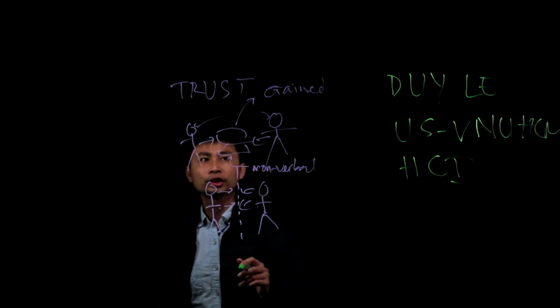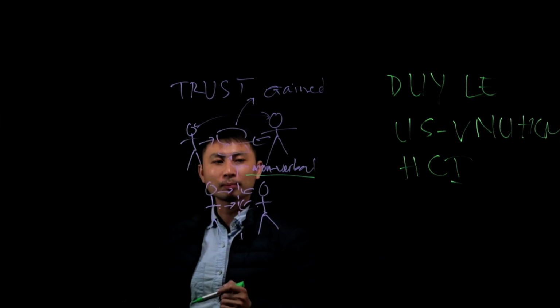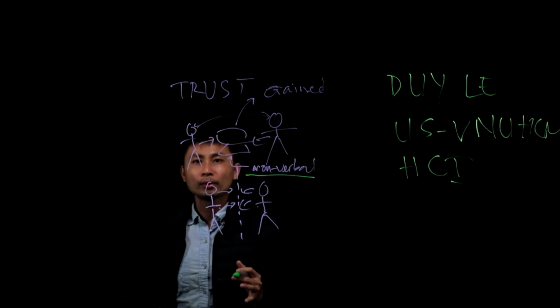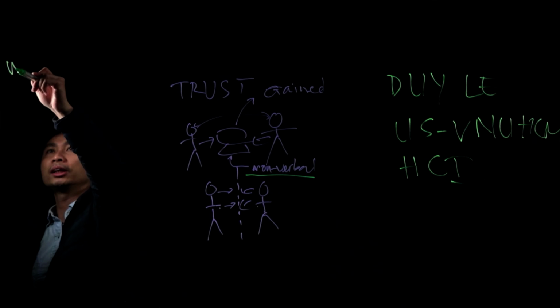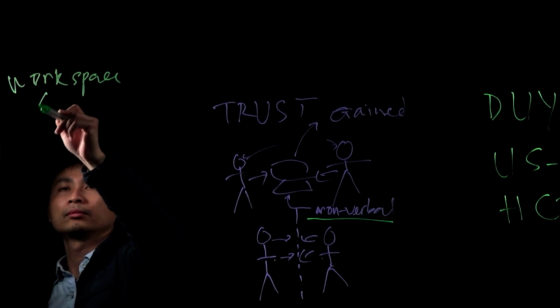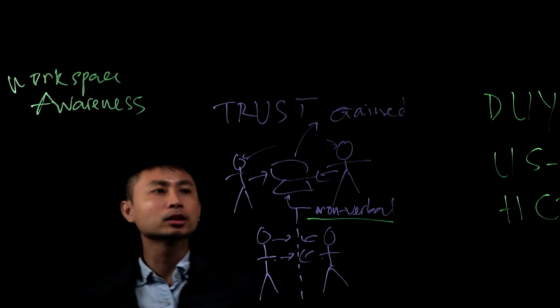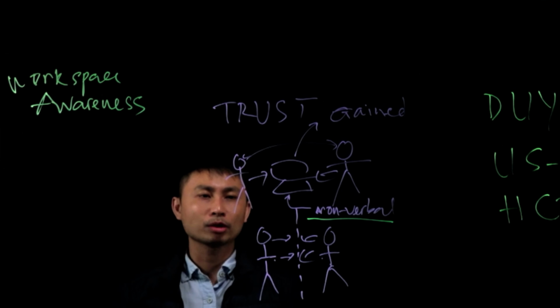Obviously, in order to achieve a mutual understanding and agreement on such kind of non-verbal communication, we are talking about something called workspace awareness. Workspace awareness is the ability for each person to understand what the counter partner is doing in the same workspace.